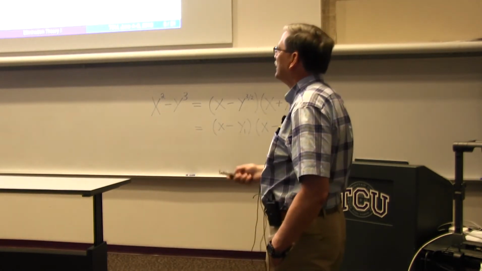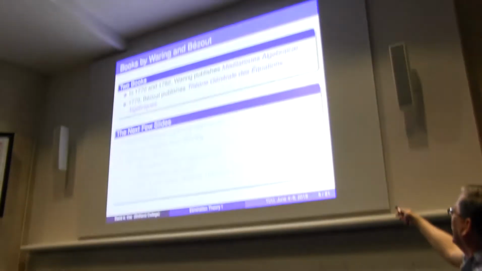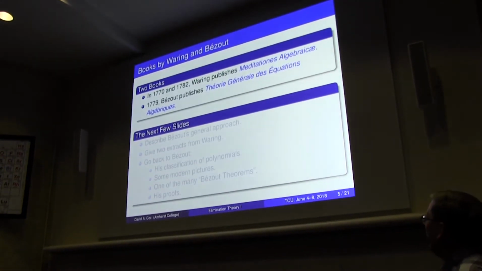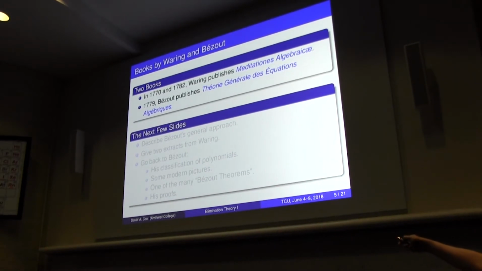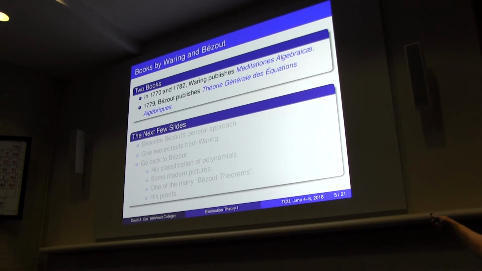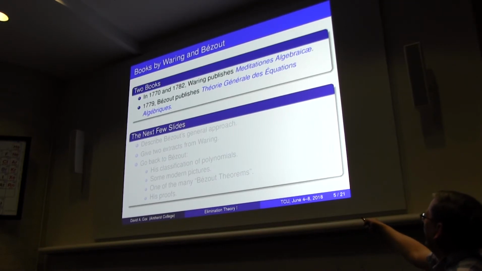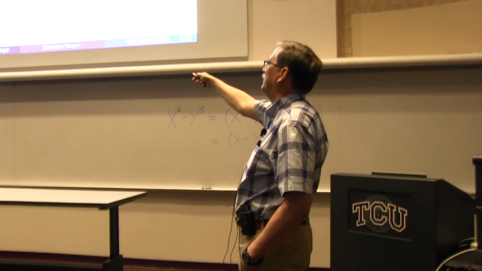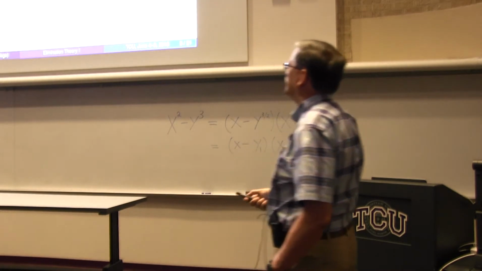Now, next I want to talk about two books. And so, in 1770, Waring published his Algebraic Meditations in Latin. And then in 1782, he brought out another edition. And then in 1779, sort of between these two, Bezout published his book, The General Theory of Algebraic Equations, which is a 500-page book on basically Bezout's theorem. And it turns out that Waring's book was influenced by that one. So part of the reason that Waring published his was to say a few words about some of what Bezout had done.